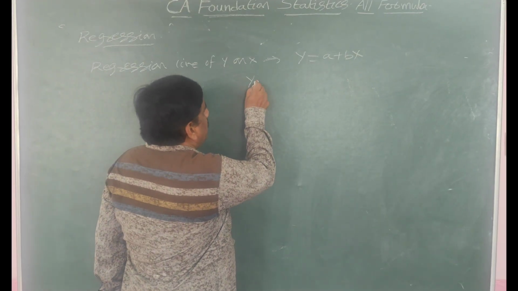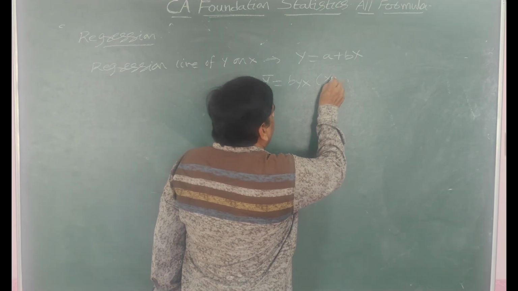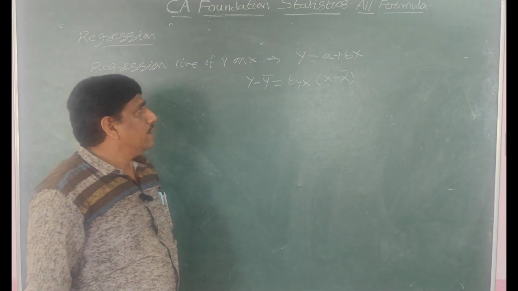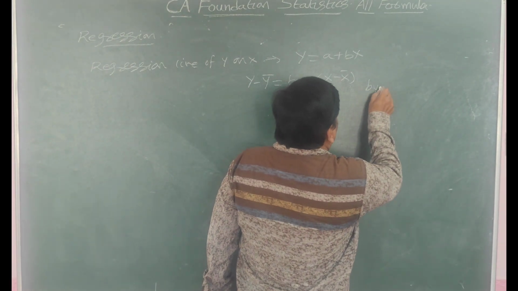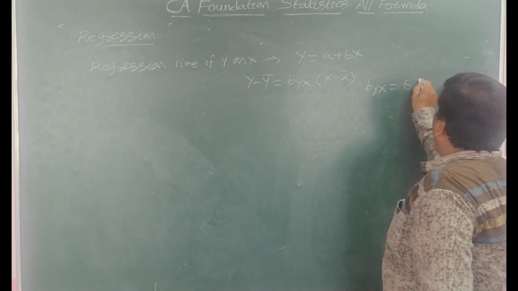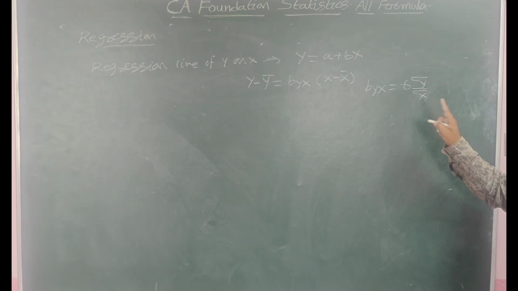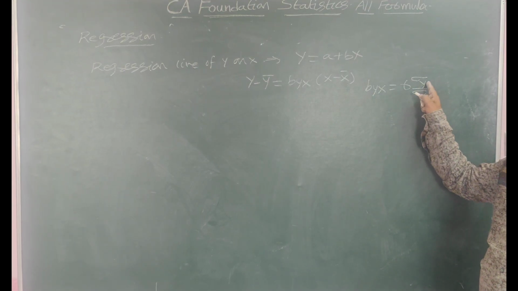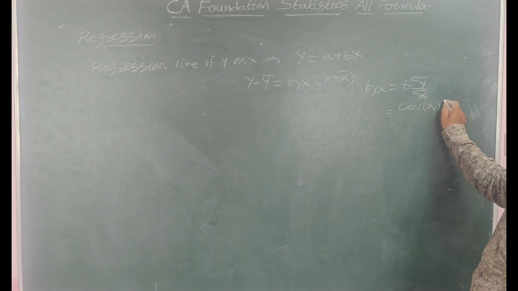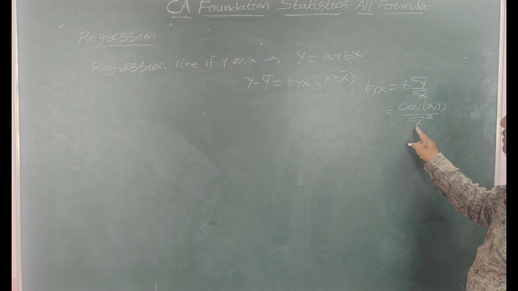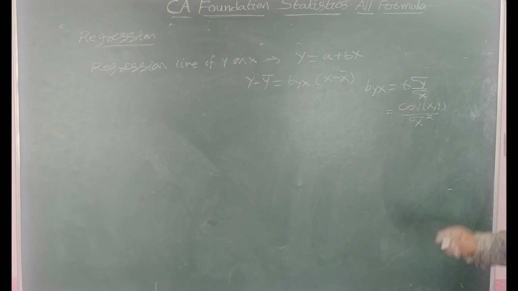Or the regression equation of y on x can be given by the formula y minus y bar equal to byx into (x minus x bar), where x bar and y bar are the means. The byx can be computed using the formula r sigma y by sigma x, where r is the correlation coefficient, and sigma y and sigma x are standard deviations. If these values are given, use this formula. If covariance is given, this formula will be converted like this: covariance of xy by sigma x square, the variance of x. If covariance and variance are given, use this formula for byx.